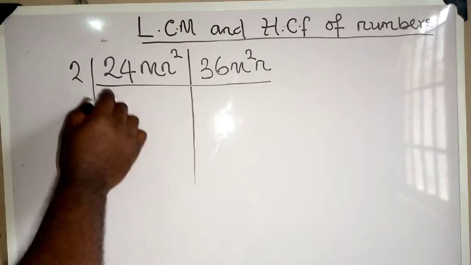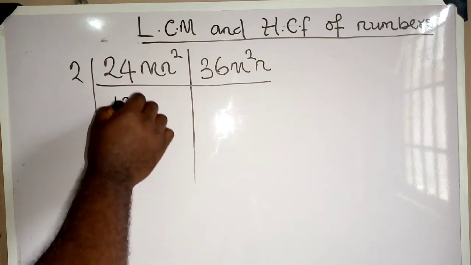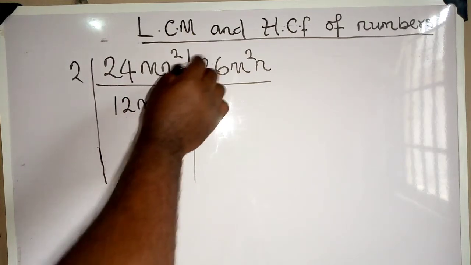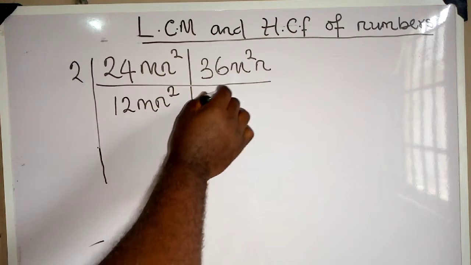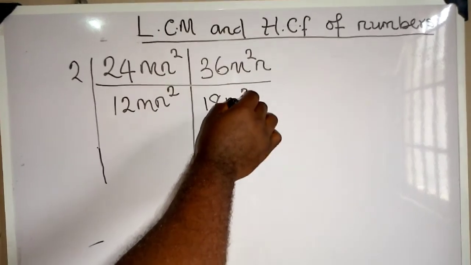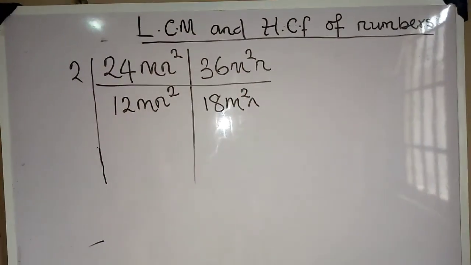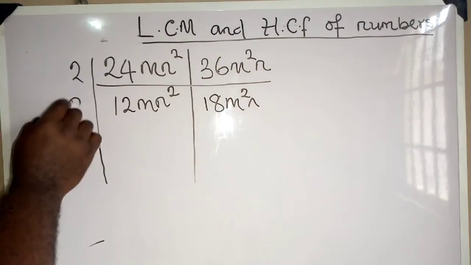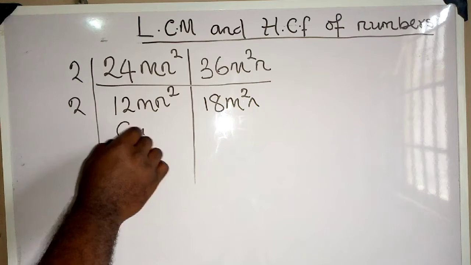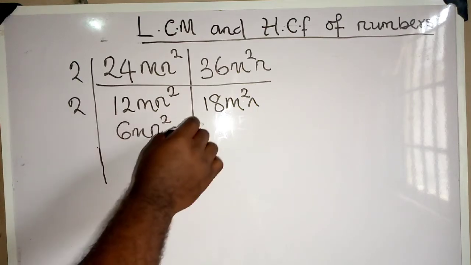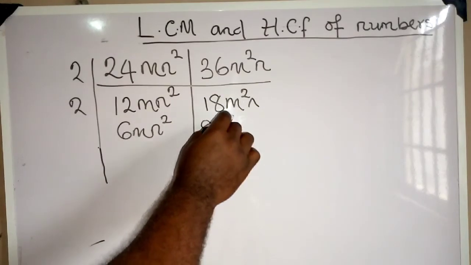So 2 divided by this will give me 12mn squared, and 2 divided by this will give me 18m squared n. What else can divide here? 2 can also divide because 2 is also a common factor. 2 here will give me 6n squared, and here will give me 9m squared n.